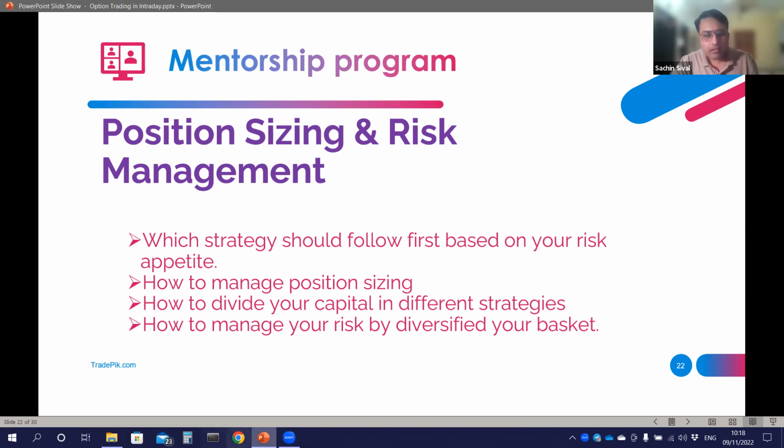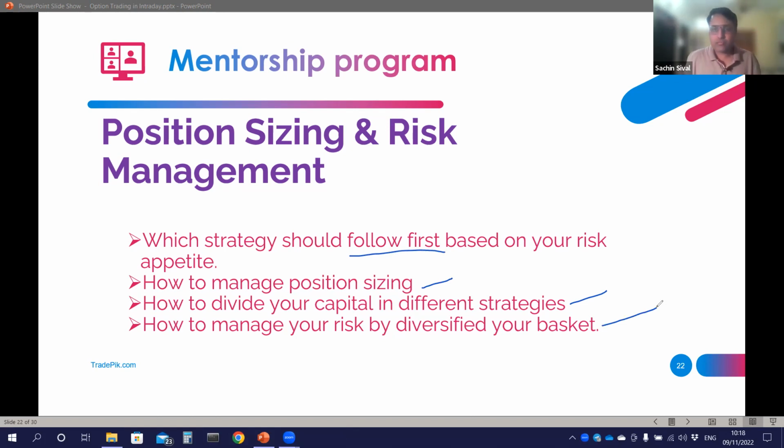What is position size? Why should it be what it is? Which strategy should you follow first, how to manage your position sizing, and how to divide your capital across different strategies, or you can say diversification. This is the most important thing in trading, or in anything. You can use diversification in your investment and your income also. How to manage your risk by diversifying your basket.